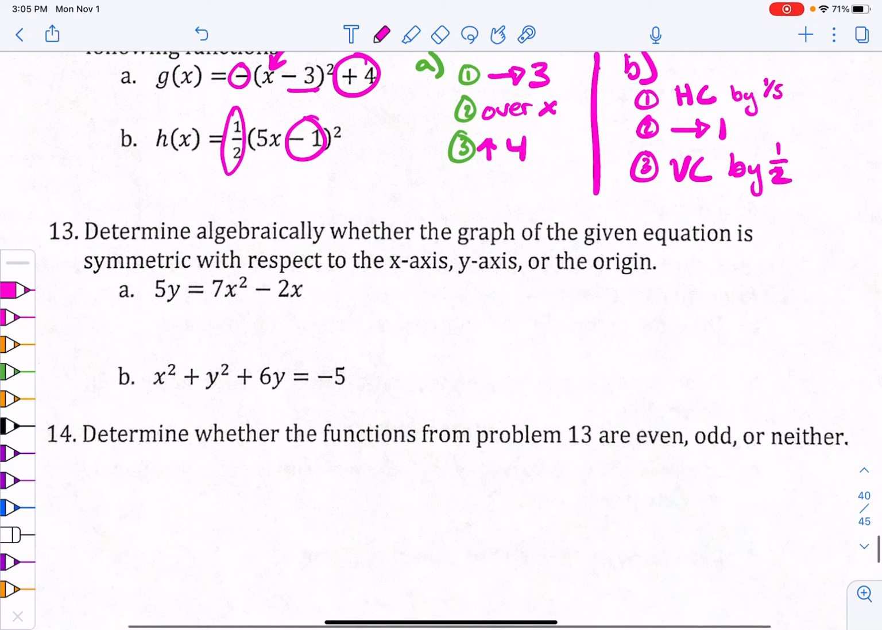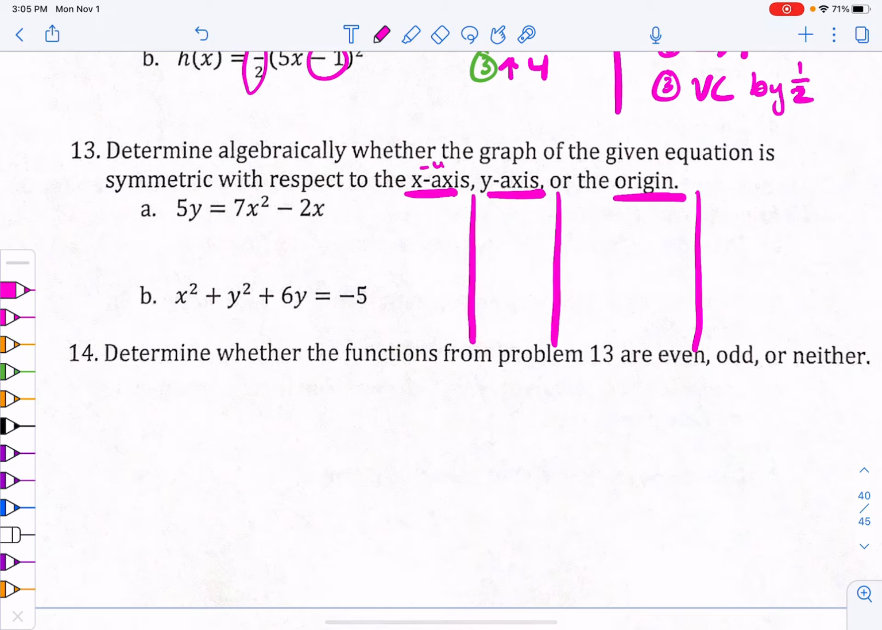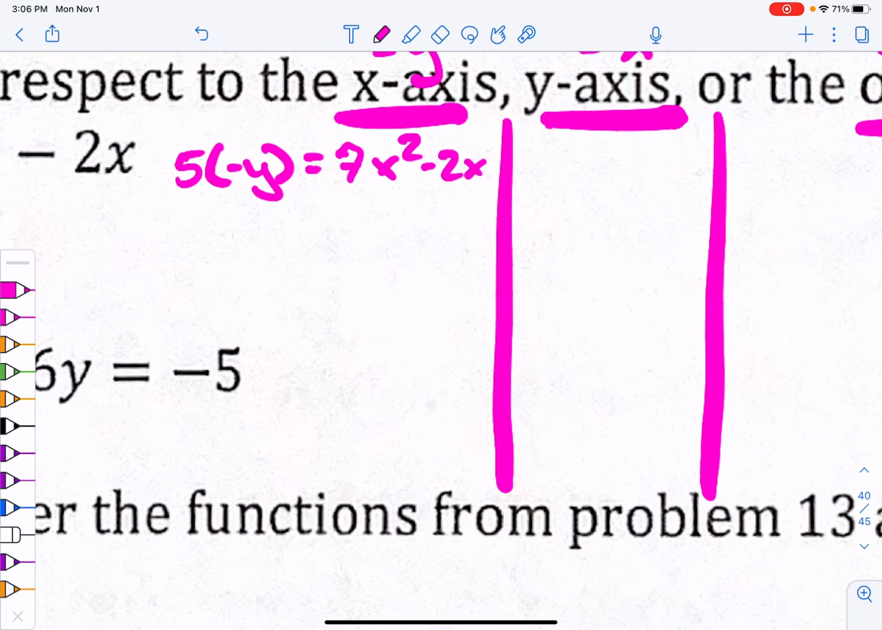All right, 13 says determine algebraically whether the graph is symmetric with respect to the x-axis, y-axis, origin, okay? So this is another thing that we wrote down on our brochure thing. Okay, x-axis, y-axis, origin. We're going to do that in the same headings as they have there, okay? X-axis means that we're plugging a negative in for y. Y-axis means we're plugging a negative in for x, and origin means negative x and negative y is what we're plugging in, okay? So negative is going in for the y, so we have 5 times negative y equals 7x squared minus 2x, and we're going to look at this thing, and we are going to just get rid of any parentheses that we have.